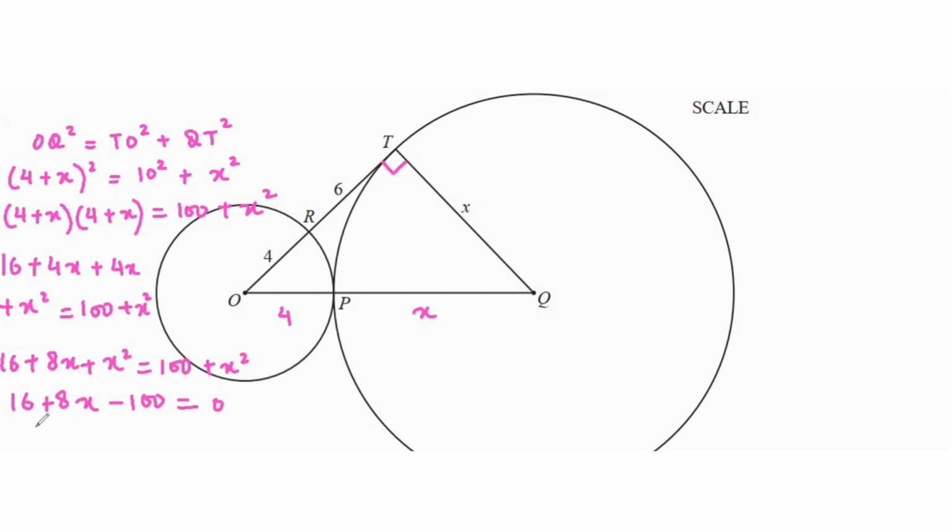16 minus 100 is basically 84. Negative 84 plus 8x equals 0. You put this over here, 8x is equal to 84, and x is going to be 84 over 8. That gives us 10.5 centimeters. That is your value of x.